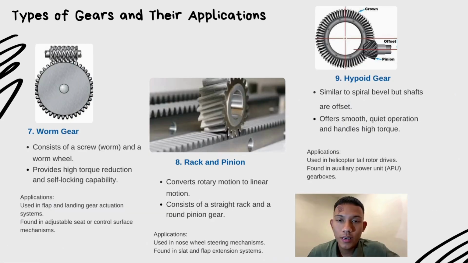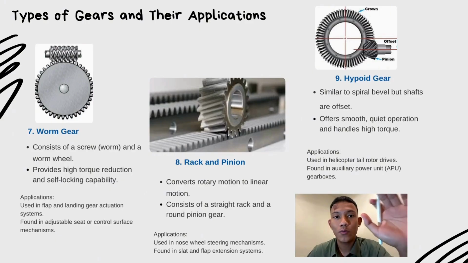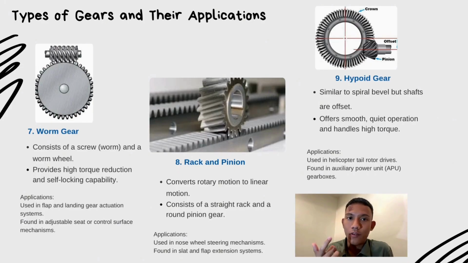So, the seventh gear is worm gear. Worm gear consists of a screw-shaped worm meshing with a gear wheel. This setup provides a large reduction in speed while increasing torque. One important feature is self-locking ability, meaning the worm can turn the wheel, but the wheel cannot turn the worm. In aircraft, worm gears are commonly used in flight and landing gear actuation system.